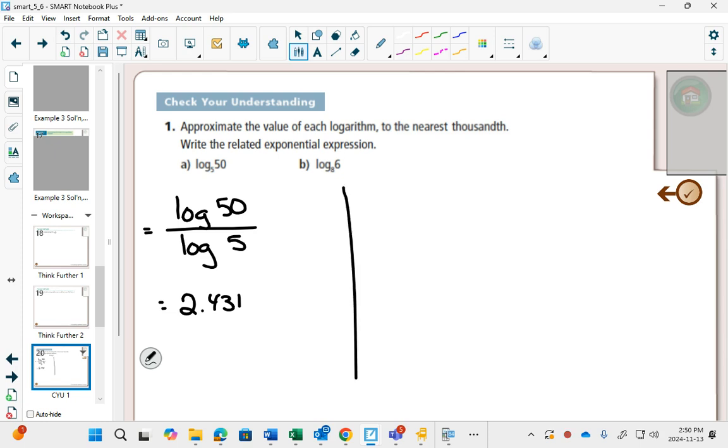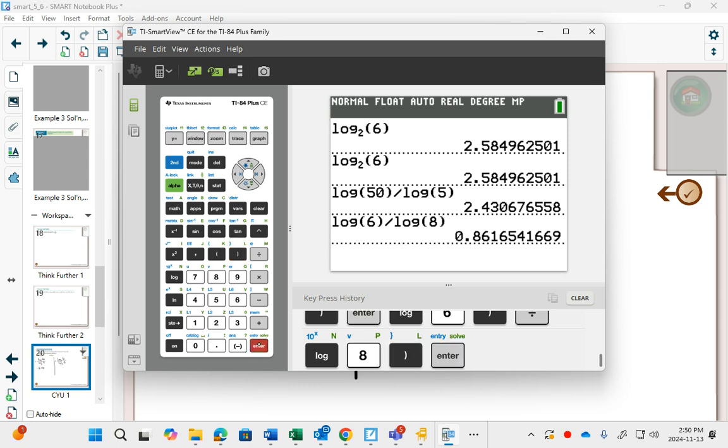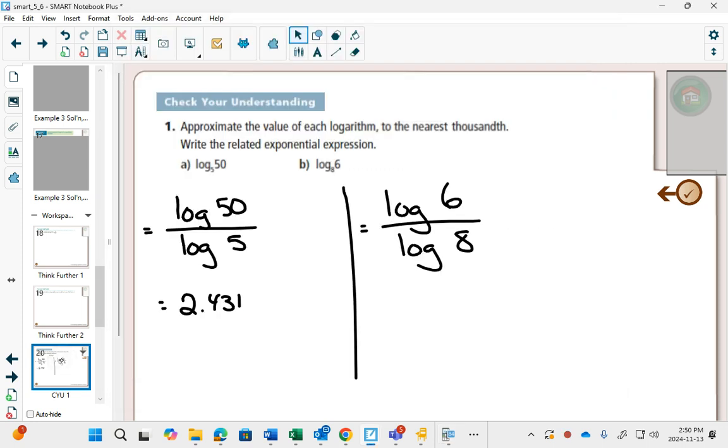And same thing in B. I could use the change of base theorem to make it equal to log 6 divided by log 8. Go to my calculator. And I get 0.862. It kind of makes sense because if I had 8 to the 1, it would be 8. And 8 to the 0 is 1, so it should be somewhere between 0 and 1, and we got 0.862.